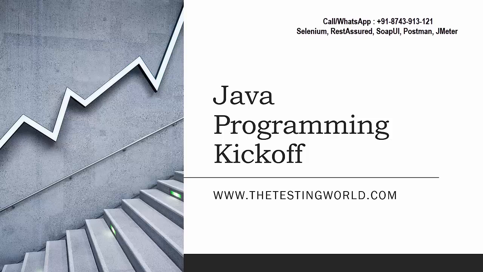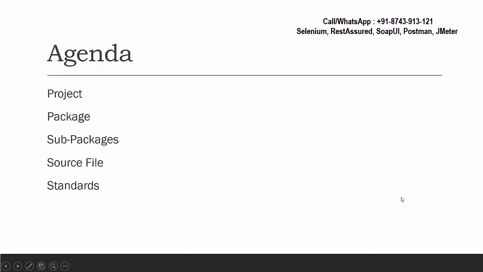If I talk about the agenda of this course, first of all I'll show you what a project is and how to create it. Even in the previous session we have seen that, but I'll show you one more time because we need to cover a few more pointers. Then I'll show you what a package, sub package, and source file are, and what standards we should follow while creating a project and package. Okay, let me move to Eclipse.